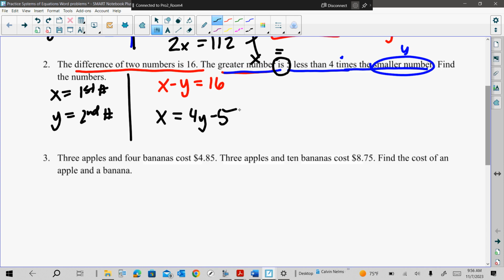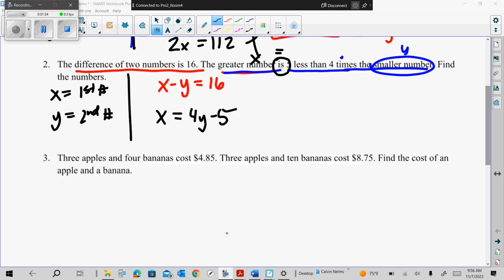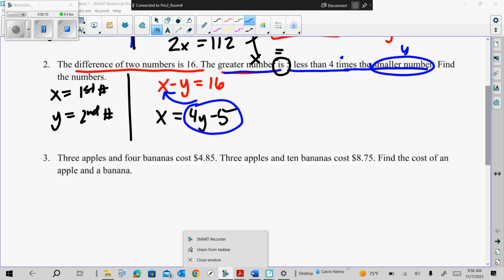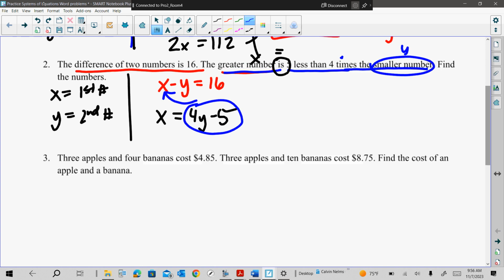Okay. Now, which method should we use here? Substitution. Because the x is isolated. This is going to get substituted into the first equation. So if I substitute that into the first equation, we're using substitution. What would we write here?